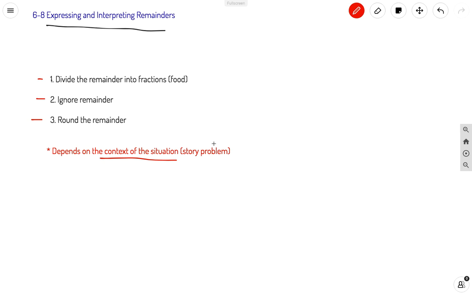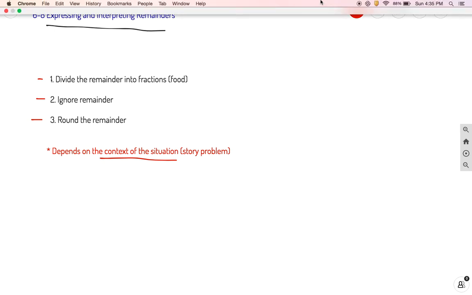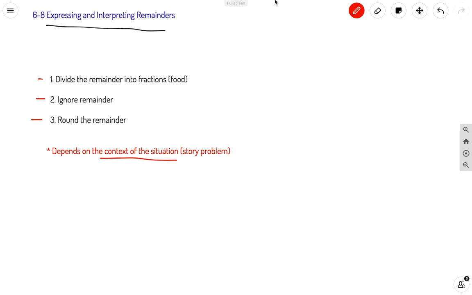So this is 6-8. I will also try to find a secondary source of another teacher or someone teaching a similar lesson, and I will post it alongside this one so you could watch mine. And if you're still having trouble or there's still a little bit of confusion or gray area, you can watch the second video, and hopefully the 2 will connect together and help you to understand a little more clearly. So that's it for 6-8.